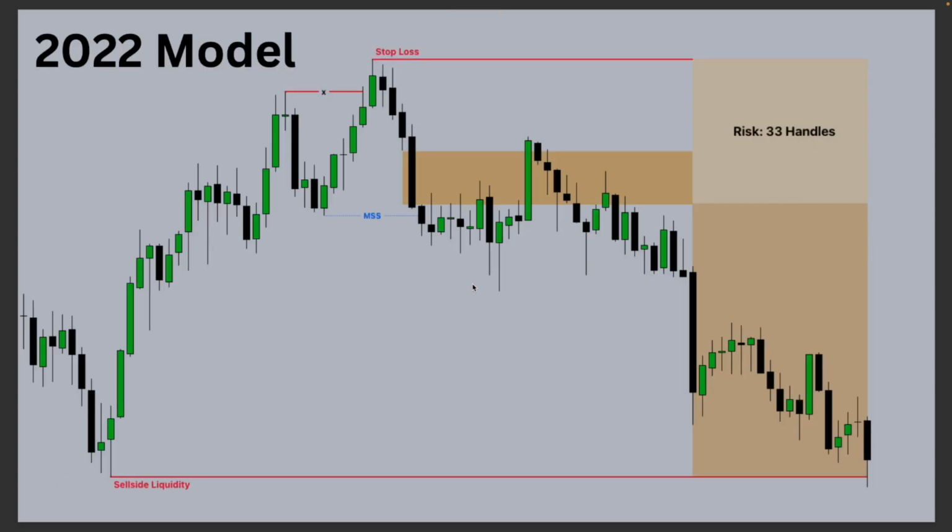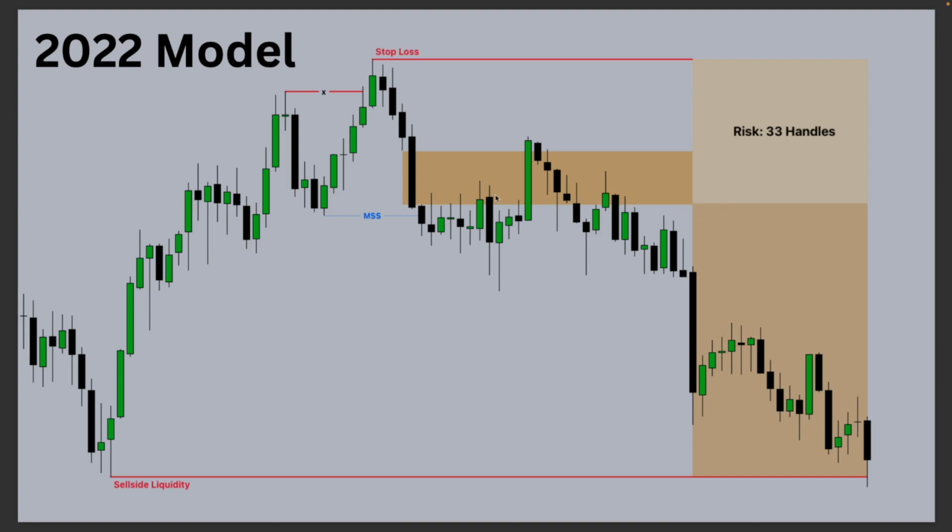So let's get into some examples. This is the 1 minute chart, and all the examples will be on the 1 minute chart for this video. But this is the classic 2022 model. So what did we just talk about? We have the buy side purge, we have the market structure shift, and we have this large fair value gap here. Now, all the examples in this slide will be on NASDAQ.